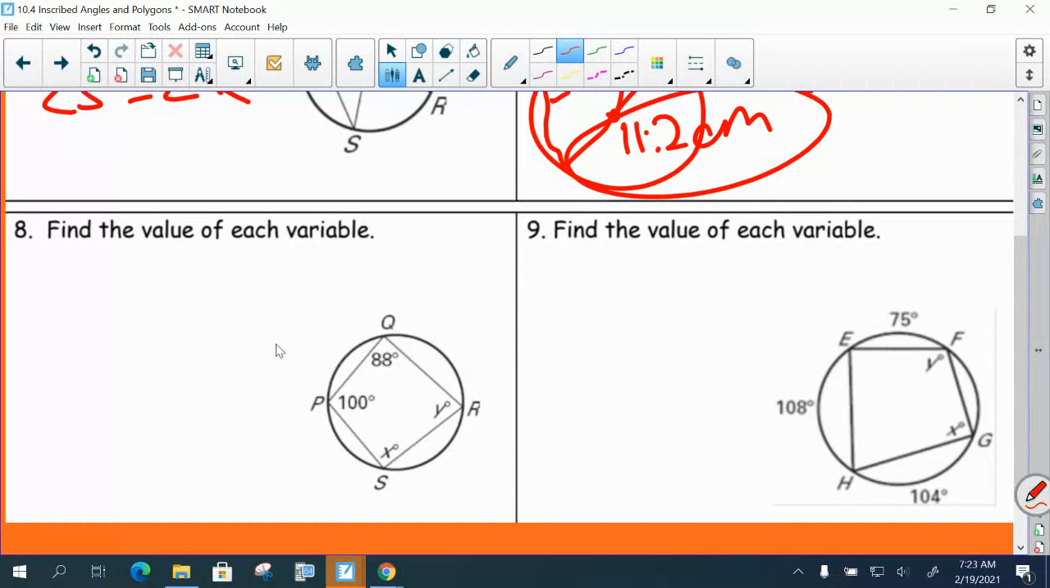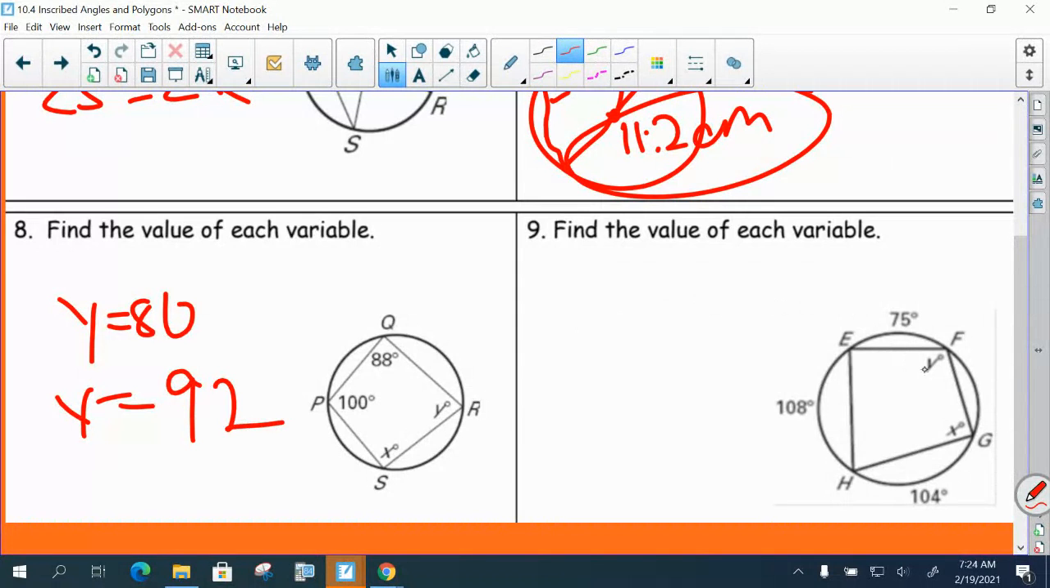Find the value of each variable. Okay, so this is using 10.3d, where the opposite angles in an inscribed polygon are supplementary. So y would be 80, and x would be whatever 180 minus 88 is. I think it's 92.